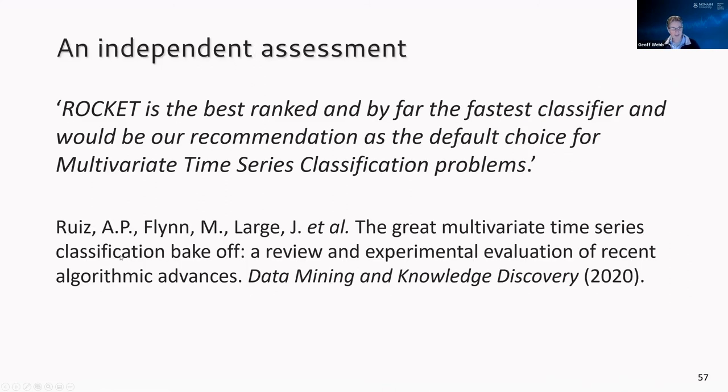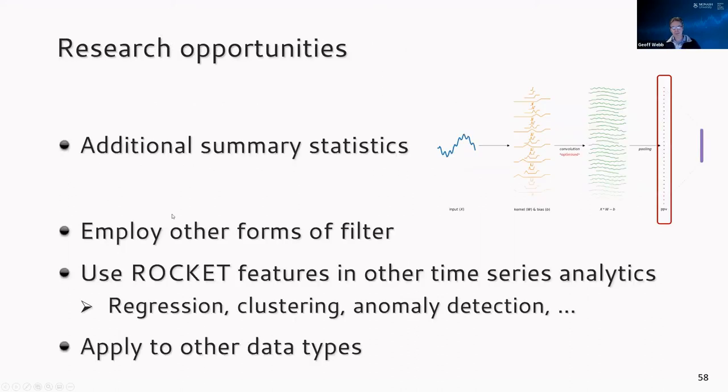And a paper recently published by these people assessed Rocket as both the best ranked in terms of accuracy and by far the fastest for multivariate time series classification. There's much more research to do in this area of research. So we've started looking at additional summary statistics.